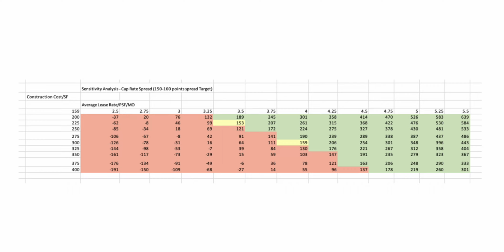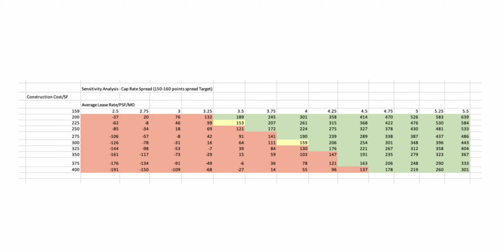Now, 150 to 200 basis point spread is typically what most developers are going to be looking for. 159 basis point spread isn't a home run, but it pencils. That said, we always want to run a sensitivity analysis to understand the risk. So let's jump into the sensitivity analysis portion.